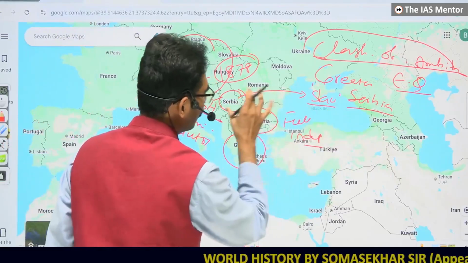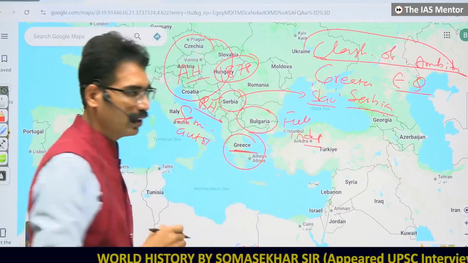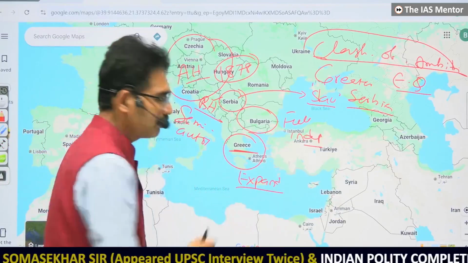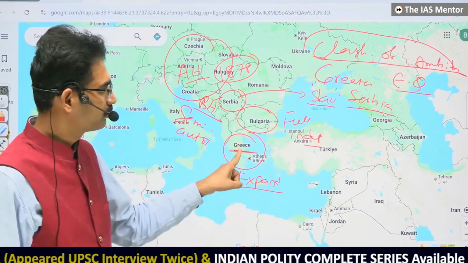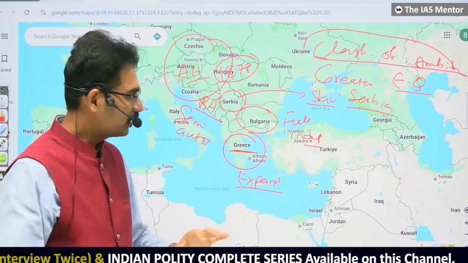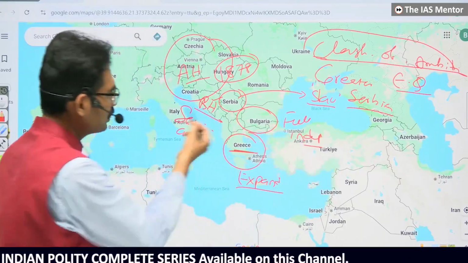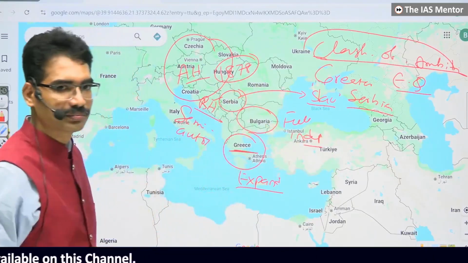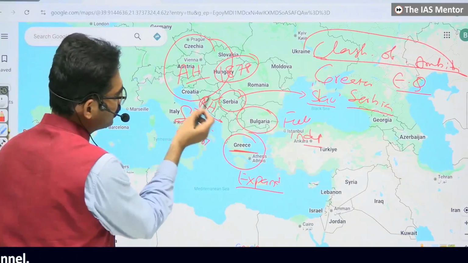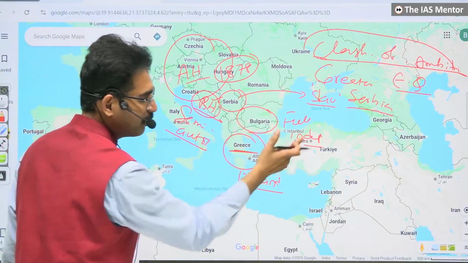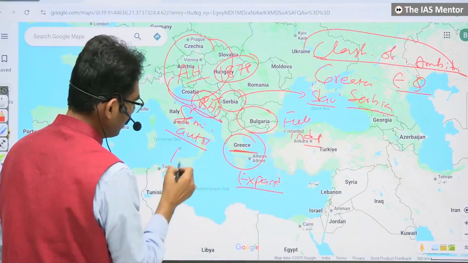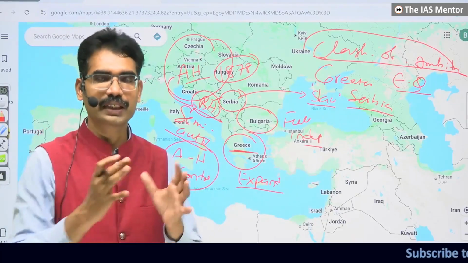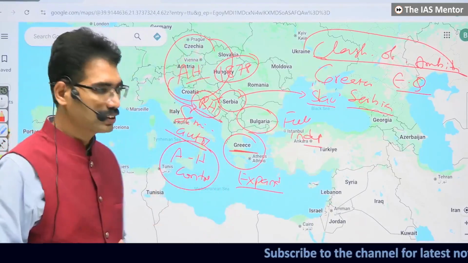Greater Serbia, Serbians want. And when it comes to Greece, whatever they got independent, it is not happy. They want to expand. Still, some regions are there, it wants to expand further. Serbia wanted greater Serbia. Greece wanted more. Bulgaria wanted full independence. Bosnia-Herzegovina wanted full independence. Now, when these kinds of problems are happening, one day, Bosnia-Herzegovina, even though semi-autonomous, should be under Ottoman, but it was given Austria-Hungary control. Till the time Bosnia-Herzegovina becomes independent, it was given control of Austria-Hungary.